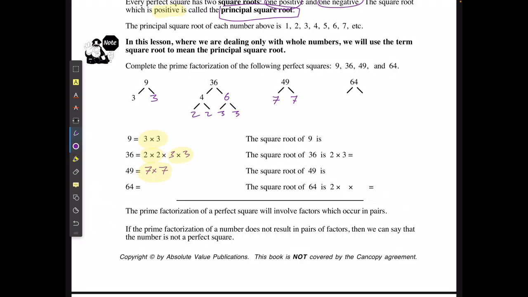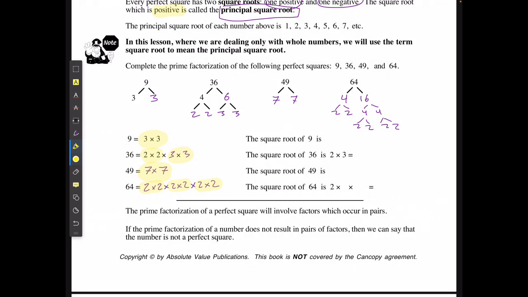If I took 64, then 64 is the same as 4 times 16. This would be 2 times 2. This would be 4 times 4. And these would be 2 times 2 and 2 times 2. So this is actually 2 times 2 times 2 times 2 times 2 times 2. I have one pair of 2's, two pairs of 2's, three pairs of 2's.